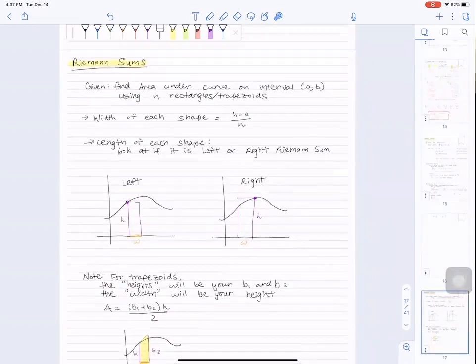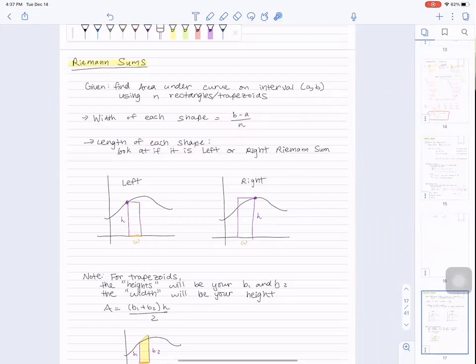So for Riemann sum, the general idea was that you want to find the area under some curve from some interval a to b using n number of rectangles or trapezoids, like using 3 trapezoids, using 6 rectangles. How would you find the width of each shape? You take this interval, you take b minus a, and divide by how many shapes you want.